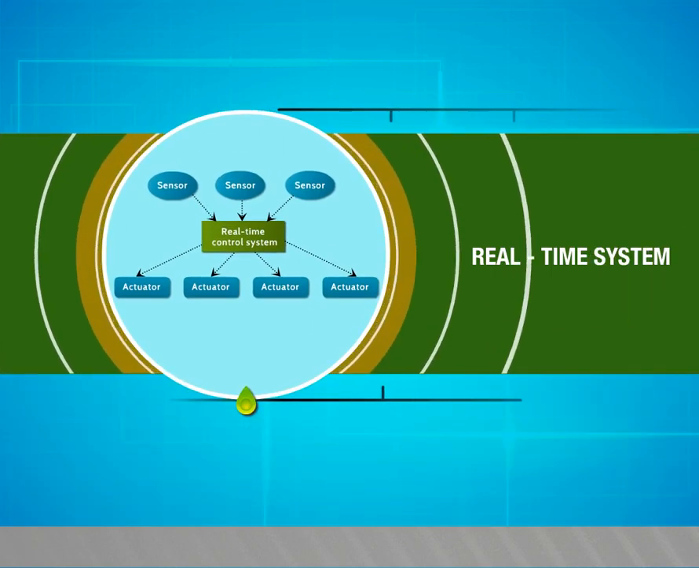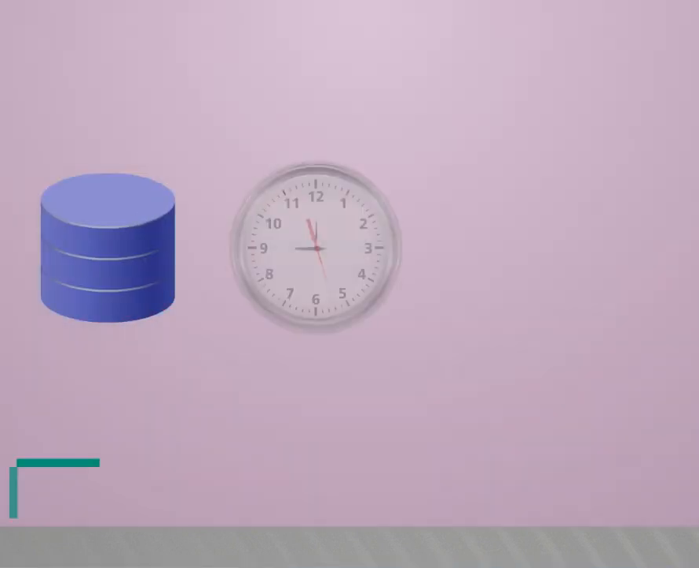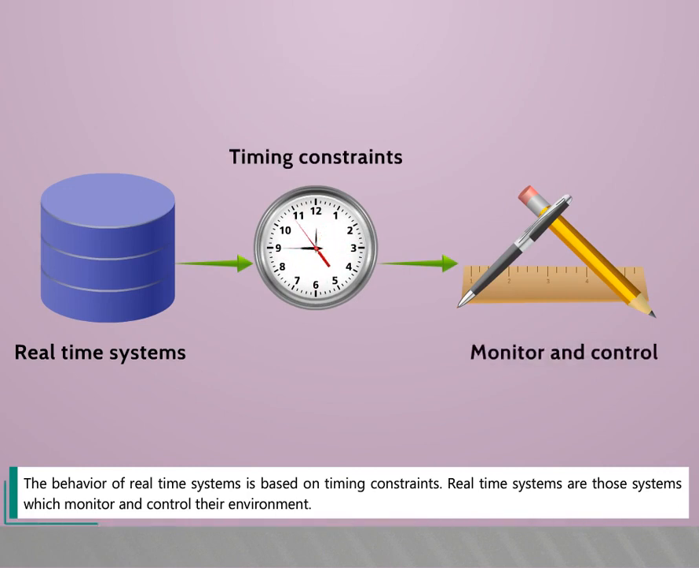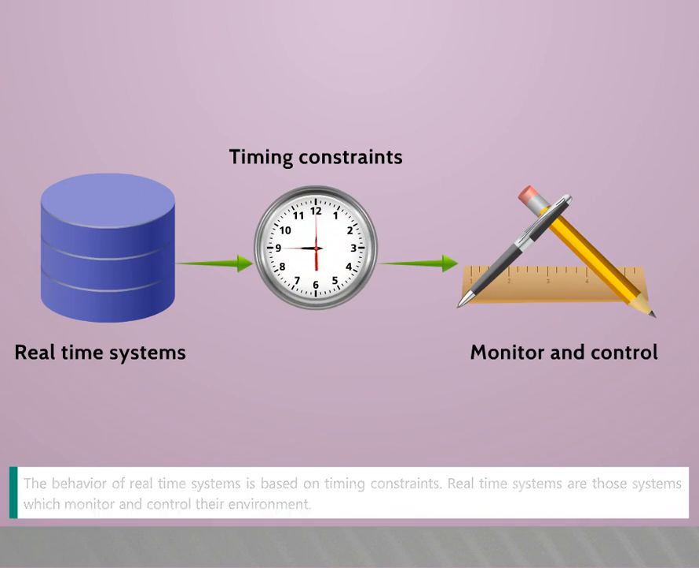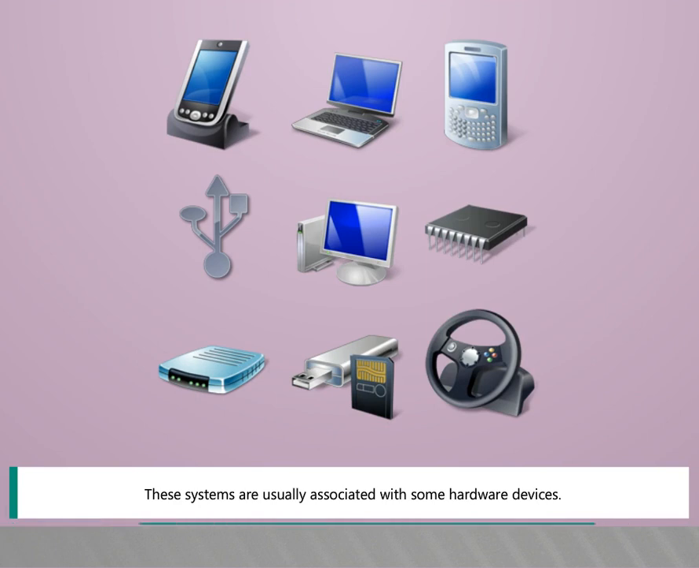Real-time system. In this video, we are going to see about real-time system. The behavior of real-time systems is based on timing constraints. Real-time systems are those systems which monitor and control their environment. These systems are usually associated with some hardware devices.